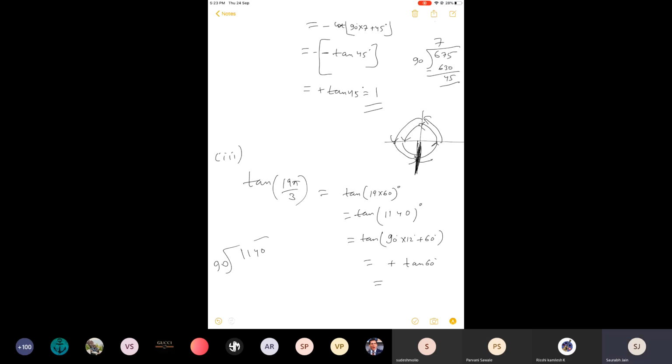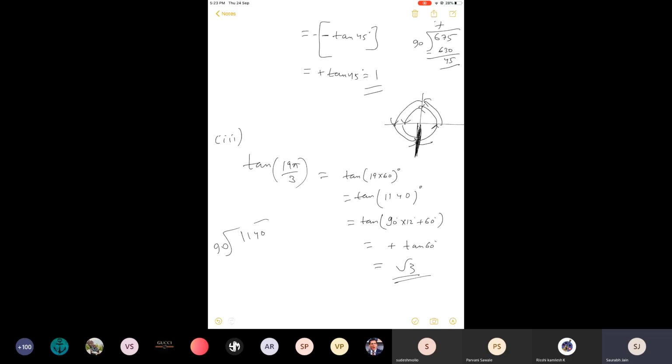Because see, 12 rounds of 90 will finish at the positive x-axis and plus 60. So it will be in the first quadrant only. And that's why the value will be root 3, not minus root 3. Okay, so be careful with this sign. You may get the numerical value, but you may make some mistake in determining the sign. So see, the rule is very simple. You have to be just careful, and before you give the answer, just cross check once again. All right.